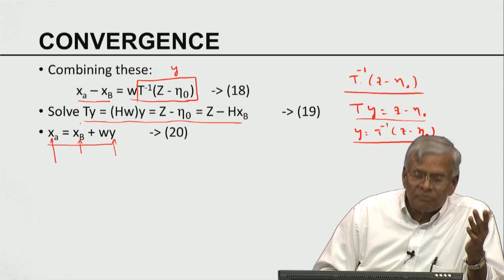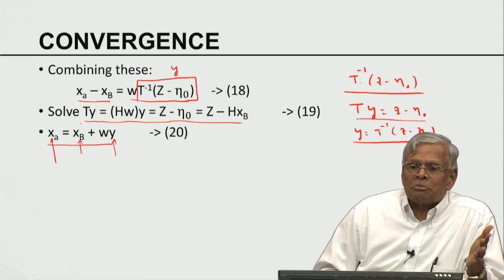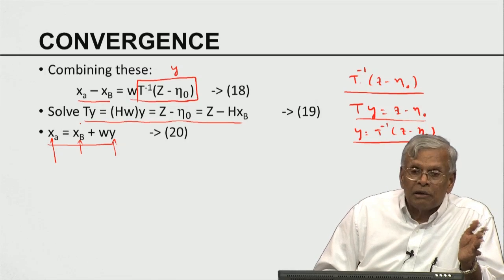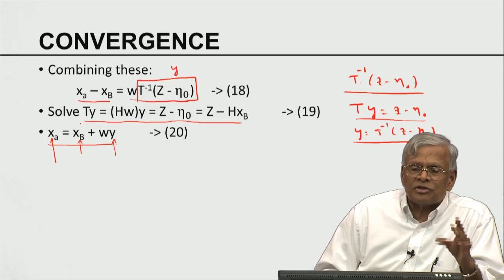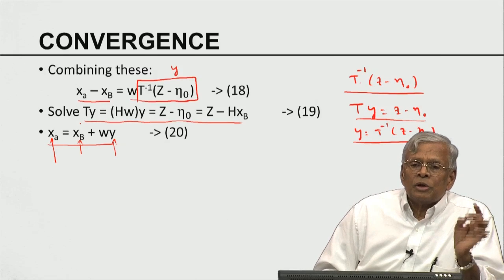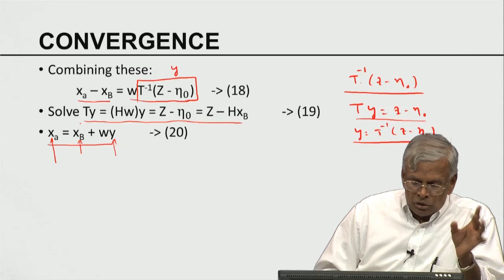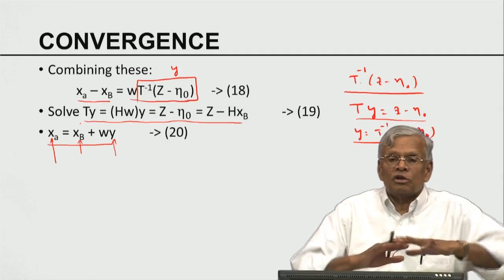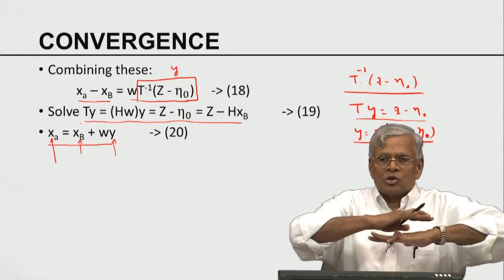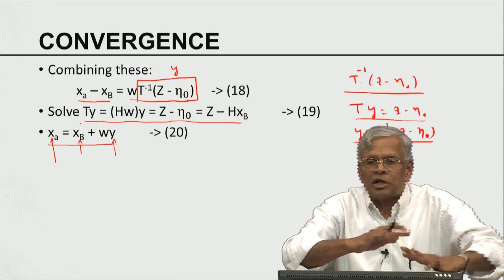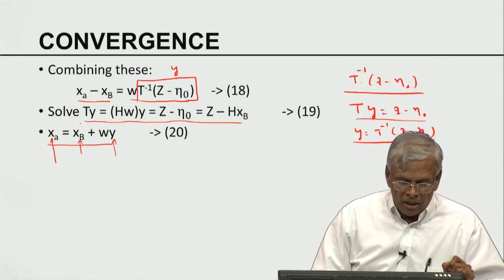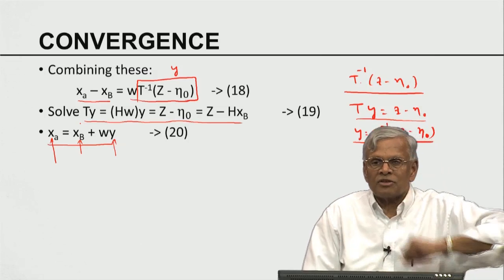So what is the basic scheme? You give me an XB background on the grid. Based on the observation, you compute W. Based on the grid and a weighting scheme, you create a matrix W, you create an interpolation matrix H, and you solve for Y from equation 19. XA, the initial condition that I am going to use to generate the model forward in time, is simply the sum of XB plus WY.